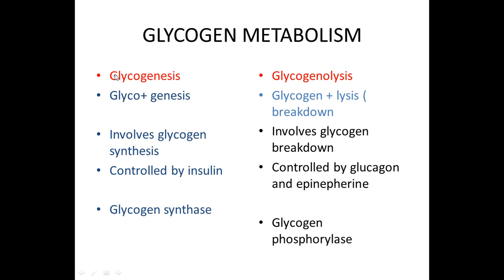Now, glycogenesis, which involves the synthesis of glycogen, is controlled by a hormone released by the pancreas we call insulin. This insulin is released in response to excess glucose in the body, and it signals the activation of the glycogen synthase, which is the main enzyme for the synthesis of glycogen.